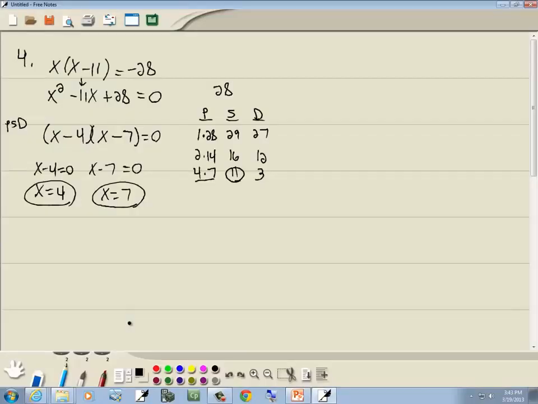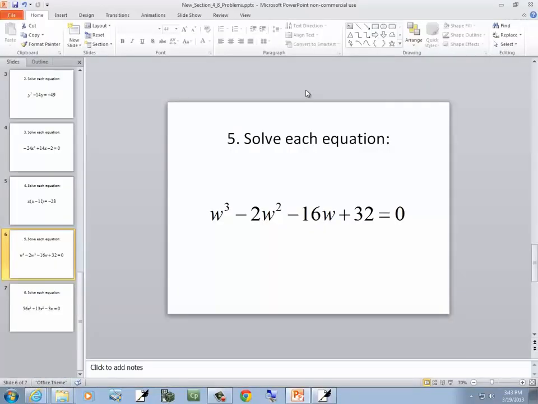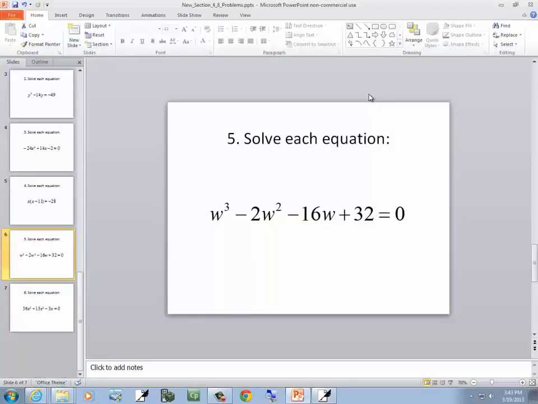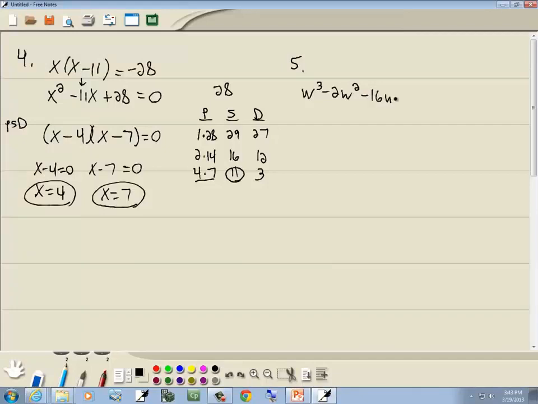Let's take a look at this next one. Got w to the third minus 2w squared minus 16w plus 32 equal to 0. Going through our methods of factoring, our first one, GCF, we don't have any. Start going through them, and with 4 or more terms, factor by grouping. Don't have any choice. You have 4 or more terms, you have to use that.